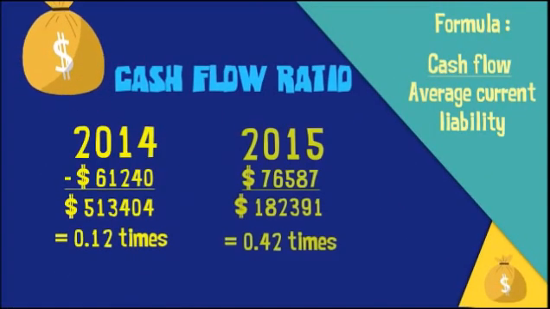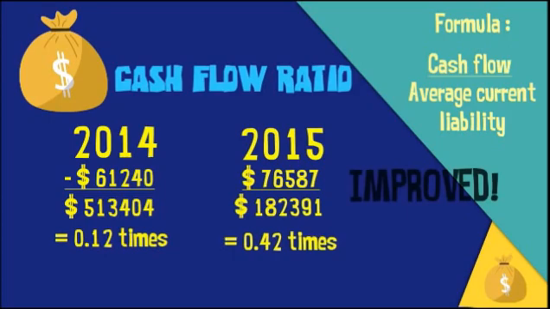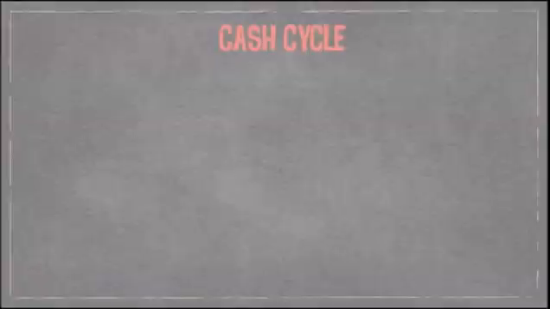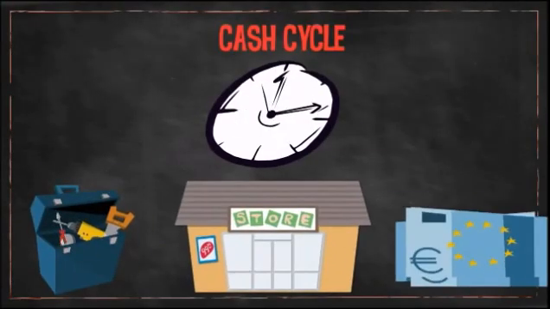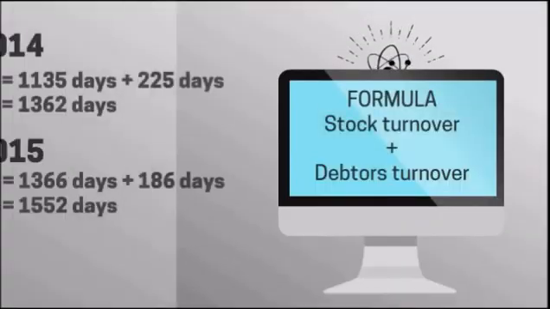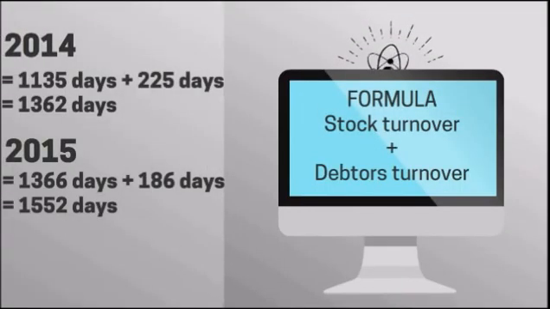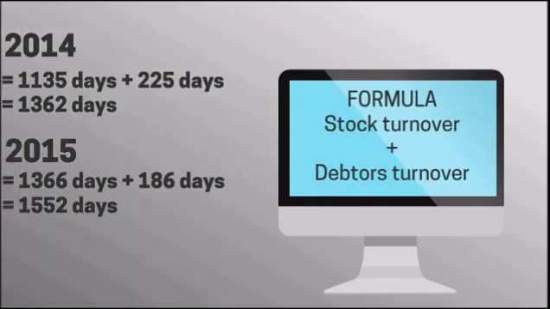The cash flow ratio have improved. This shows that the company is unlikely to experience difficulty in meeting its short-term debt. Cash cycle is time taken to turn stock into sales and from sales into cash. The cash cycle of the company have deteriorated. This will affect the cash flow.